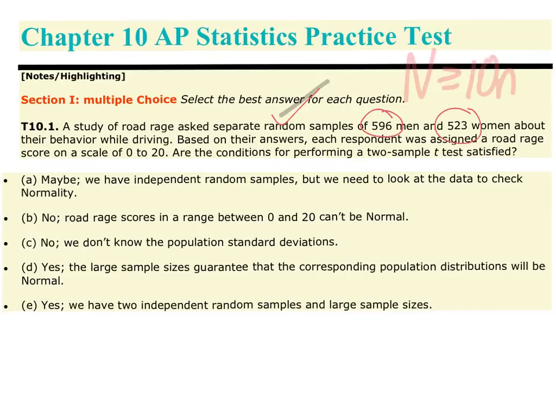Then the test, because it is the means, for our normalcy is n greater than or equal to 30 because we can use the central limit theorem. Clearly both samples are meeting that requirement. So yes, it does work. We have two independent samples and large enough sample sizes for the answer.